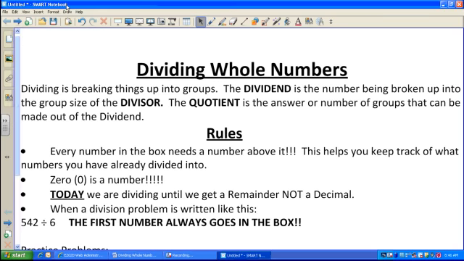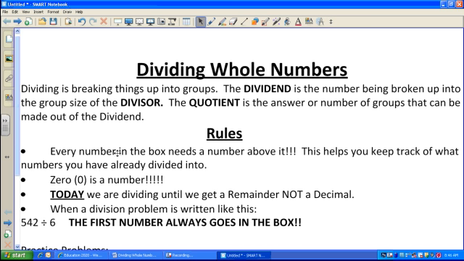Okay, today we are looking at dividing whole numbers. Dividing is breaking things up into groups. The dividend is the number being broken up into the group sizes of the divisor. So the dividend is the number inside the box, where the divisor is the number on the outside. The quotient is the answer, or number of groups that can be made out of the dividend. So a quotient is the answer to a division problem.